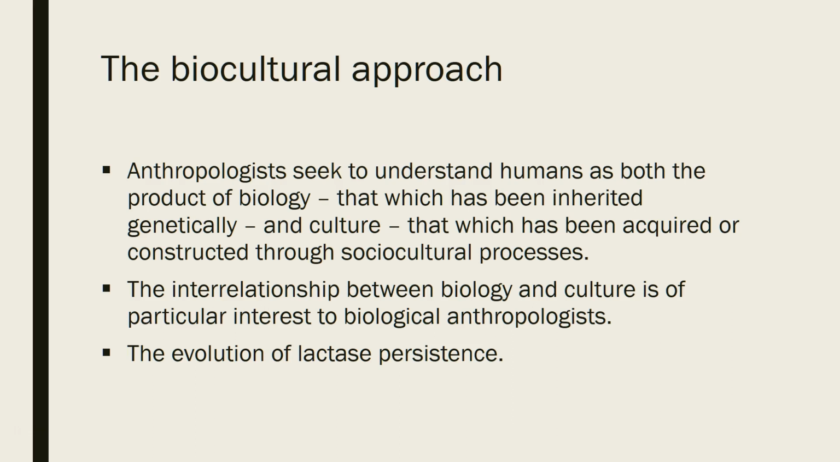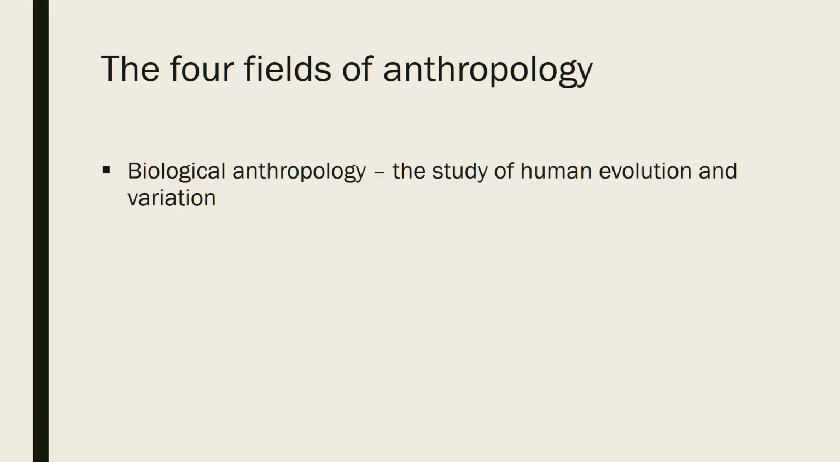anthropology. Anthropologists seek to understand humans as both the product of biology, that which has been inherited genetically, and culture, that which has been acquired or constructed through sociocultural processes. The interrelationship between biology and culture is of particular interest to biological anthropologists. The development of human biology in the course of our evolution has been affected by culture, and the development of culture has in turn been affected by the development of biology. So biological anthropologists are interested in studying that. The article that you have to read for this week on anthropology and biogeography will help drive this point home.